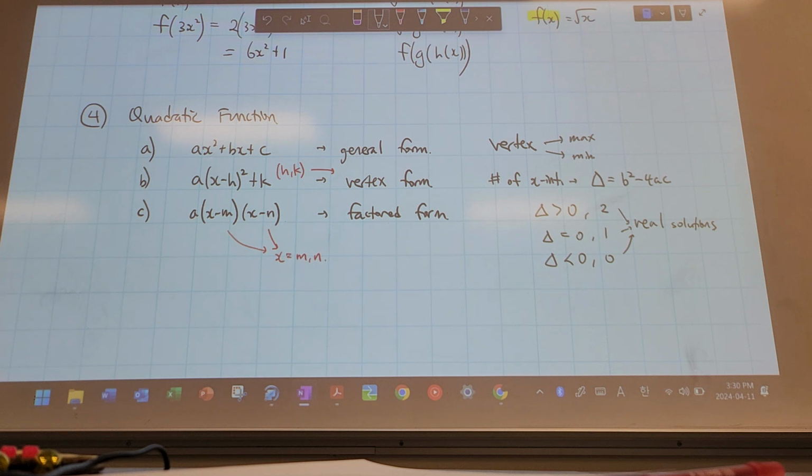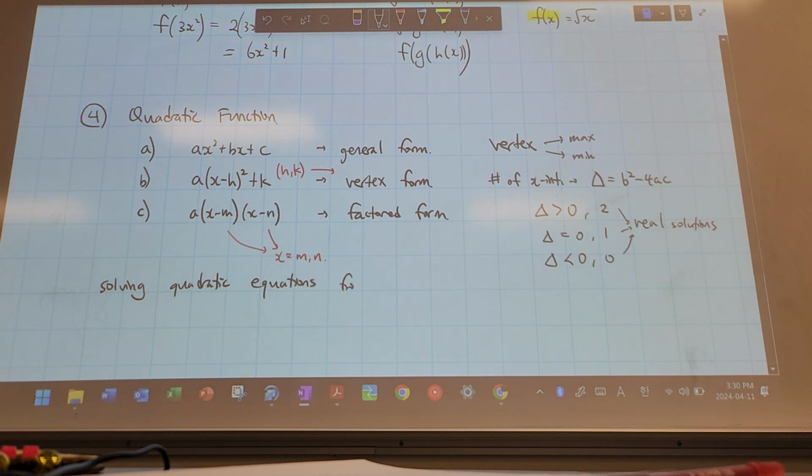Just like how we have 3 ways of representing a quadratic function, we also have 3 ways of solving quadratic equations. So solving quadratic equations from ax squared plus bx plus c equals 0. One way is to use the quadratic formula.